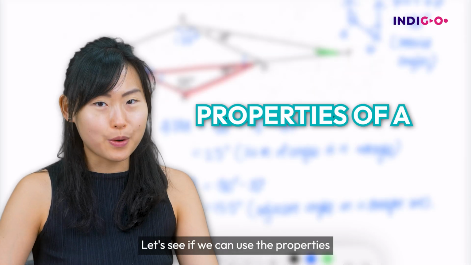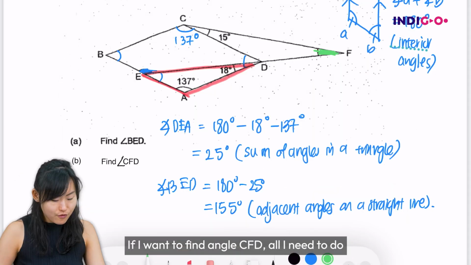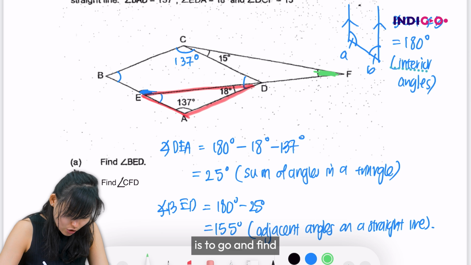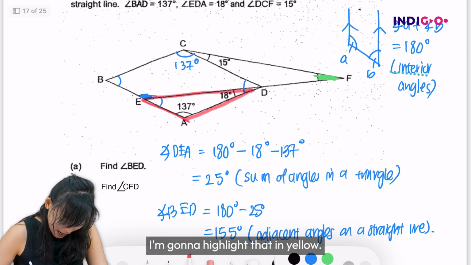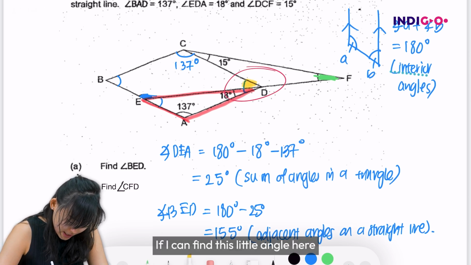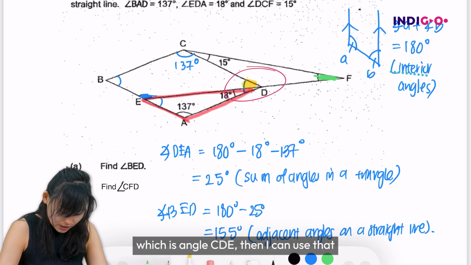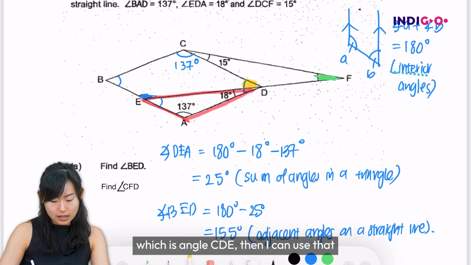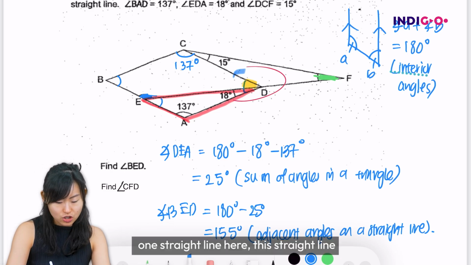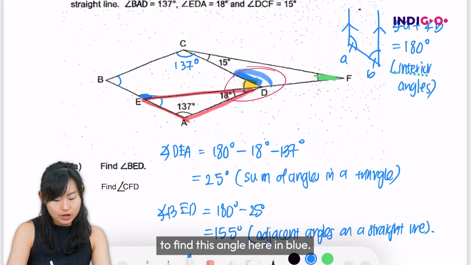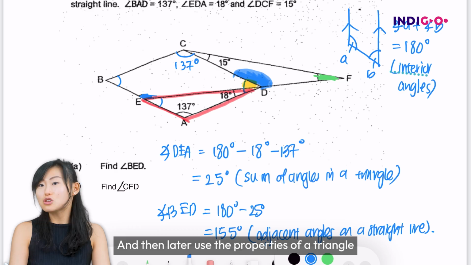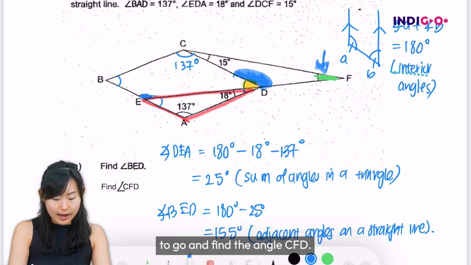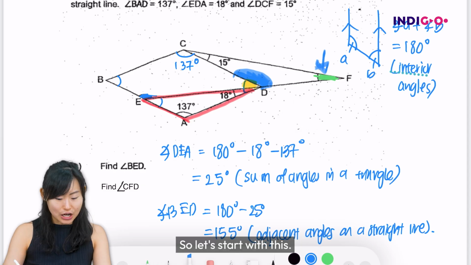Let's see if we can use the properties of a parallelogram to help us. If I want to find angle CFD, all I need to do is to go and find, I'm going to highlight that in yellow, this little angle here, which is angle CDE. Then I can use this straight line here to find this angle here in blue, and then later use the properties of a triangle to go and find the angle CFD. So let's start with this.